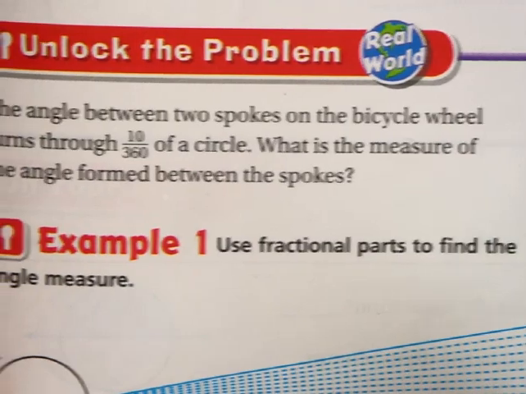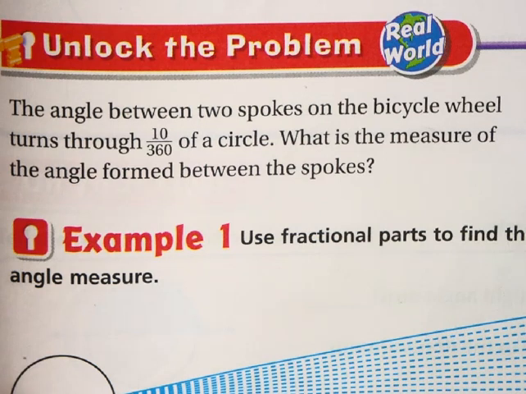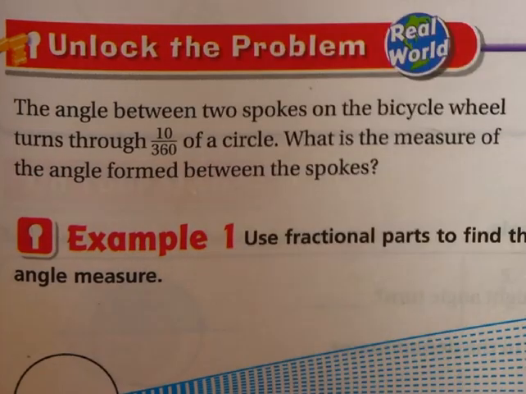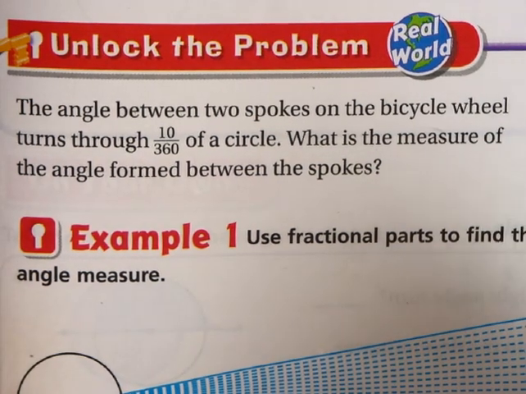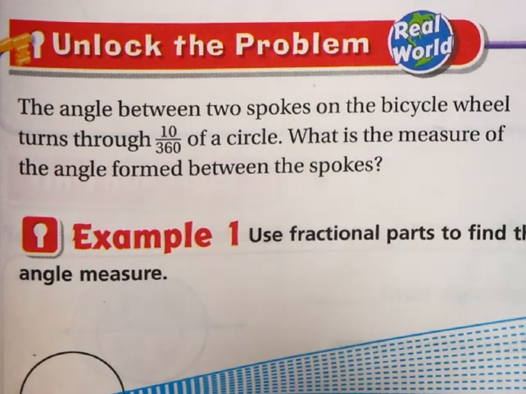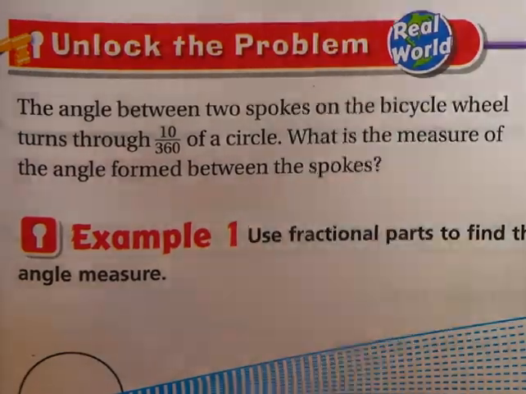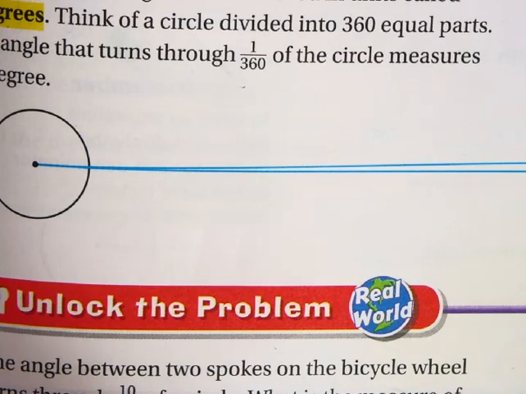And it's saying that the angle between the spokes on the bicycle wheel turns through 10 360ths of the circle. What is the measure of the angle formed between the spokes? Well, let's think about it. 10 360ths. This looks familiar, kind of looks like the circle up here, but this just shows 1 360th.